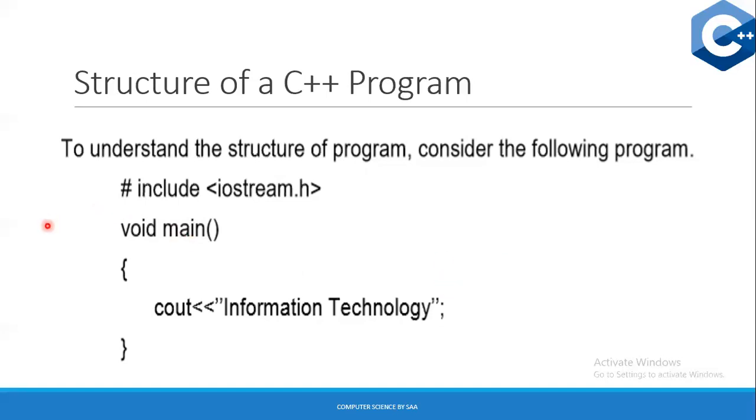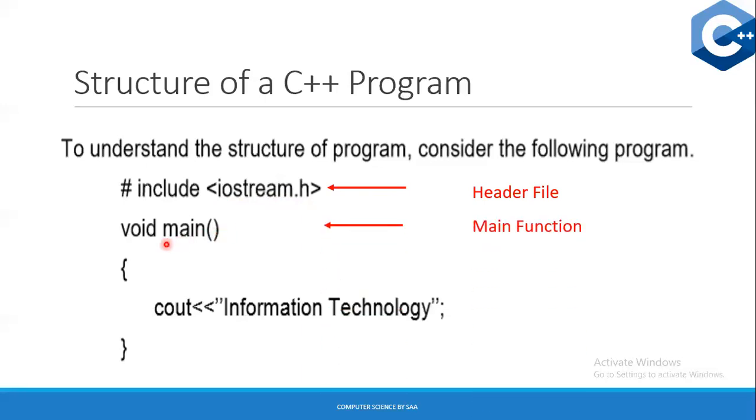The first statement is #include <iostream.h>. This is the header file. iostream is the header file and .h is its extension. This .h shows that it is a header file. What is a header file? We are going to explain it in the next slide.